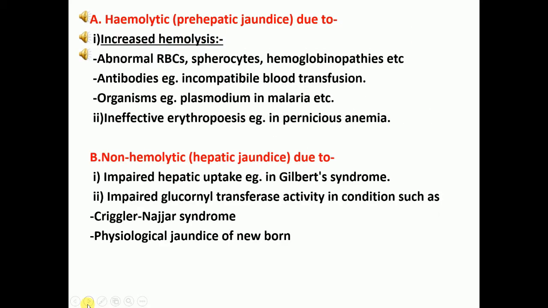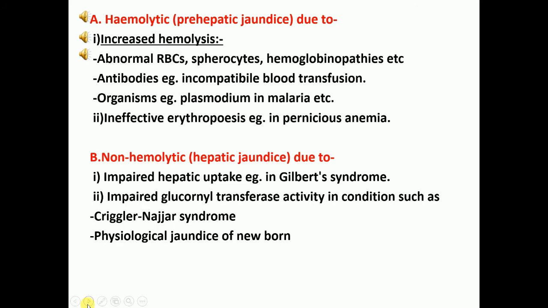So there are two types of jaundice, hemolytic jaundice and non-hemolytic jaundice. Hemolytic jaundice is also called prehepatic jaundice, and it is due to the following reasons. First is increased hemolysis. Increased hemolysis can be due to the following reasons.